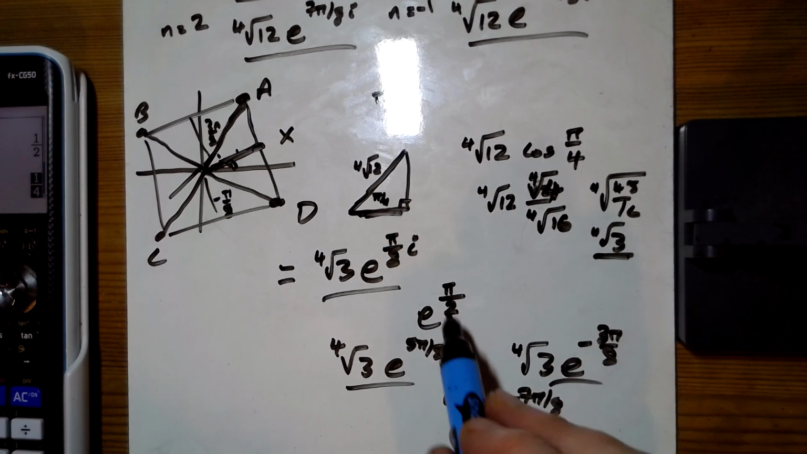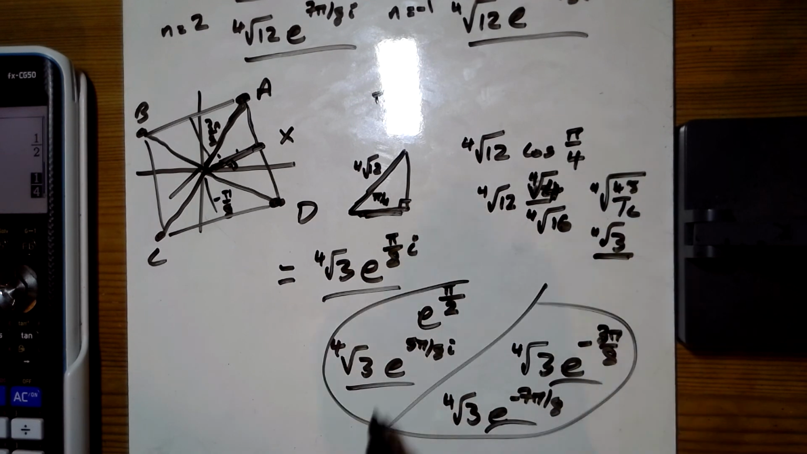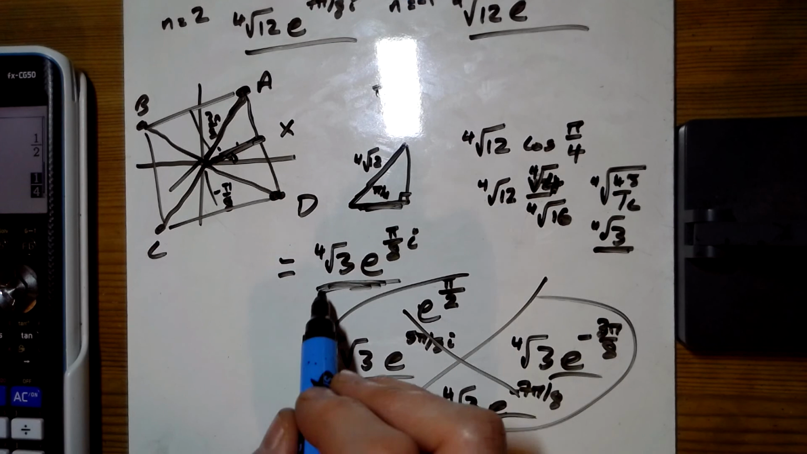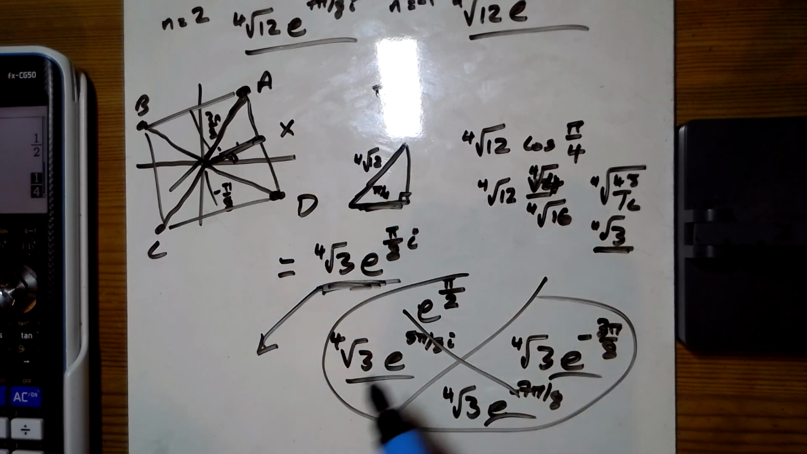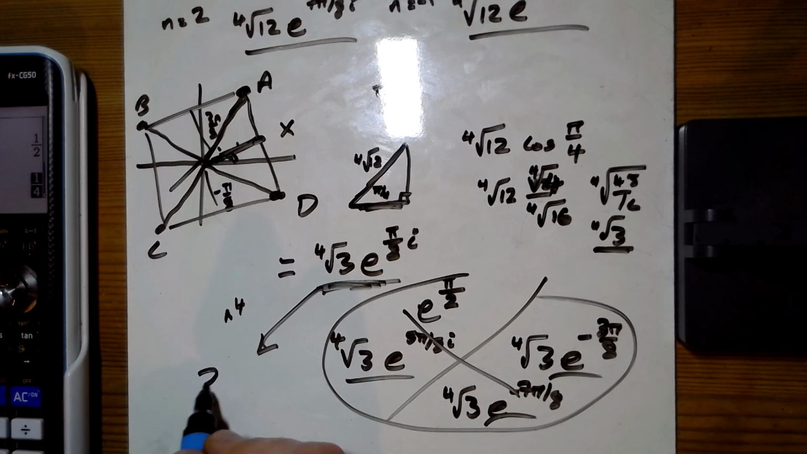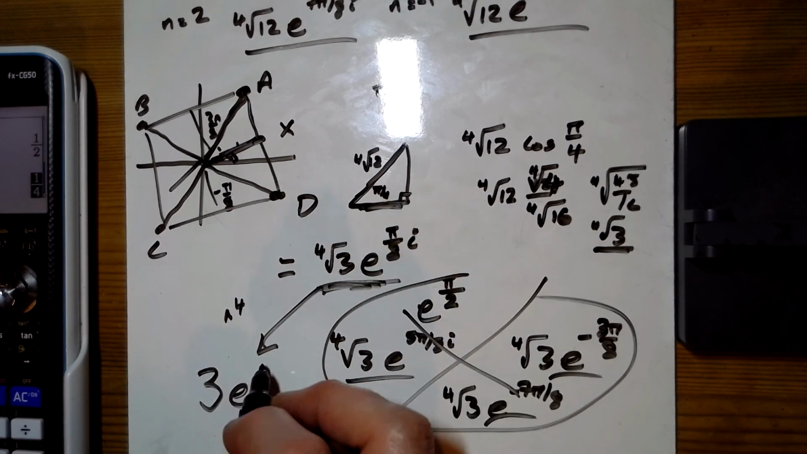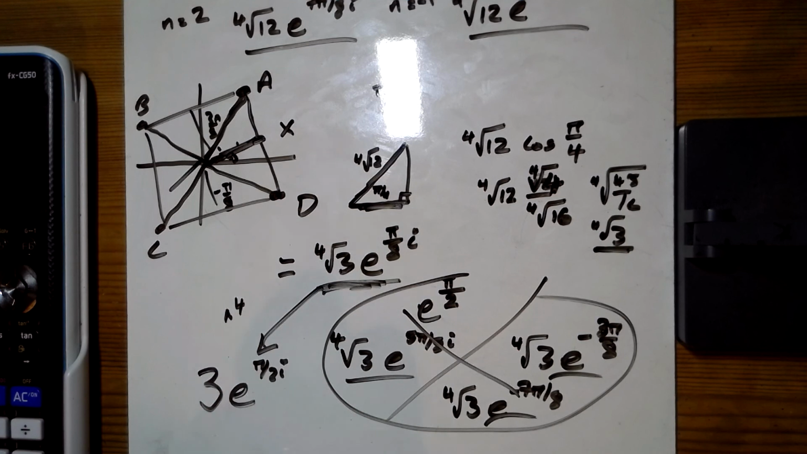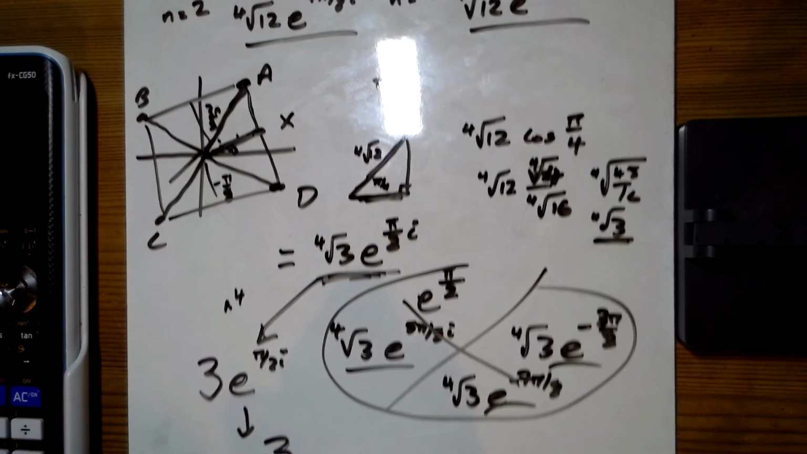But reading the question, I didn't need to do all of that, did I? I wasn't asked to do all of that. It was asked to say, if this was one of the roots, what is the original one there? So we've just got to do that to the power of 4. Doing that to the power of 4 gives us 3 e to the, times that by 4, gives us pi over 2i. Pi over 2i is straight up, isn't it? So this gives us 3i.